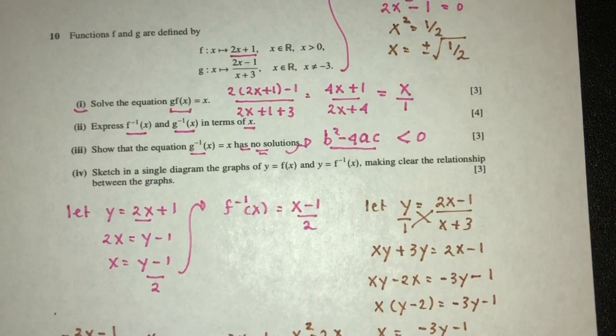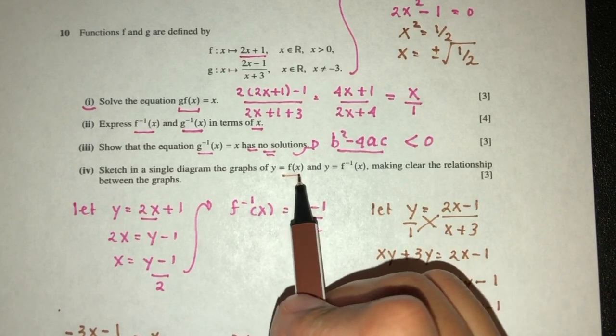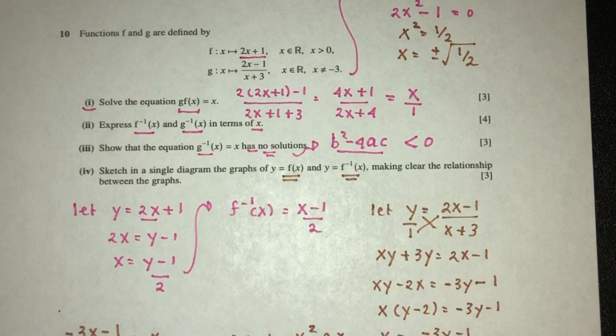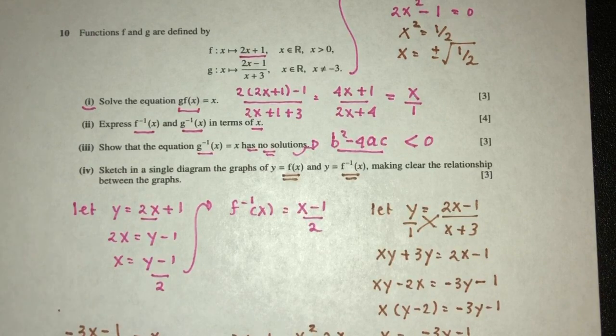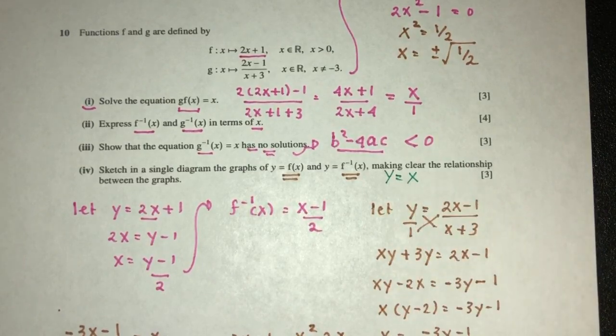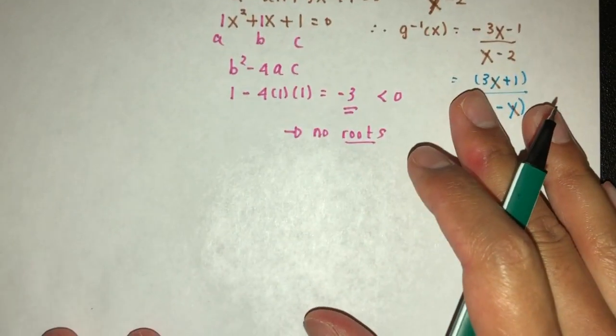Now for the last one, we have to sketch the graph of y equals f of x and inverse of f of x, making clear the relationship between the graphs. Always is going to be the case, so make a note of that. The relationship between a function and its inverse graph is a reflection in the line y equal to x. It's always going to be the case. So let me draw the graph here.